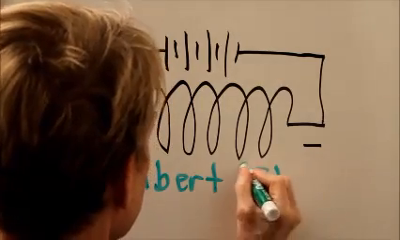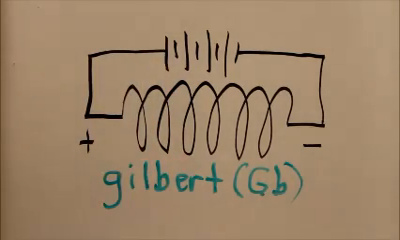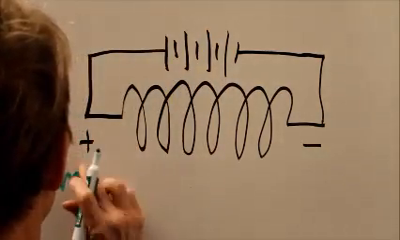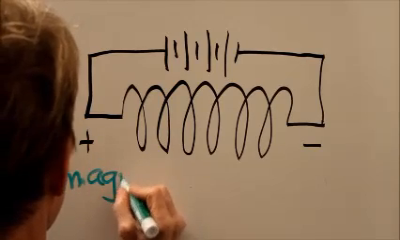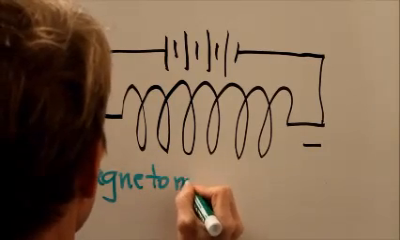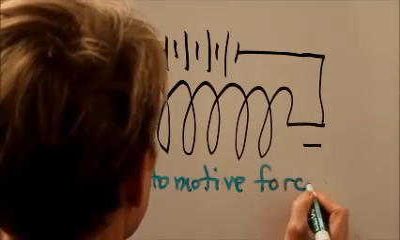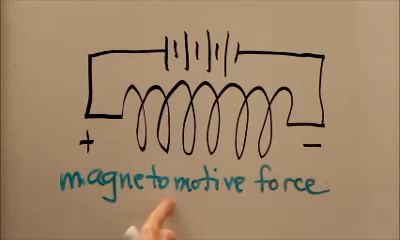abbreviated GB, usually like that, is a unit of what is called magnetomotive force. Magnetomotive force. Now that's a pretty esoteric term, isn't it? Well, it's the magnetic counterpart of electromotive force. Electromotive force is otherwise known as voltage or electrical potential. So magnetomotive force is in effect magnetic potential.